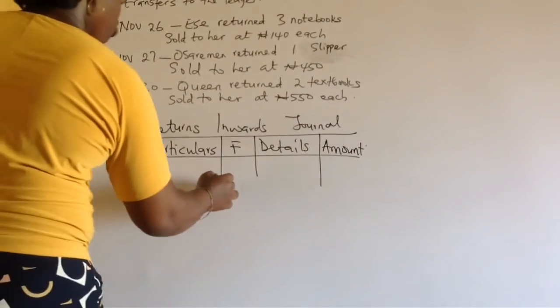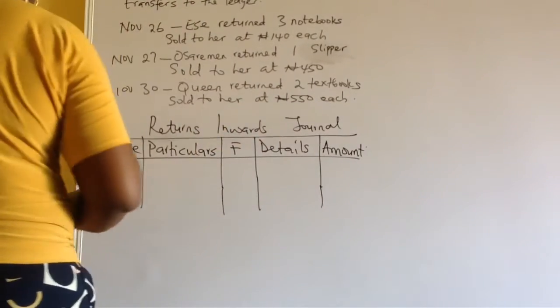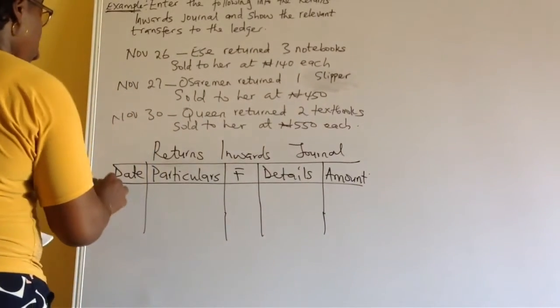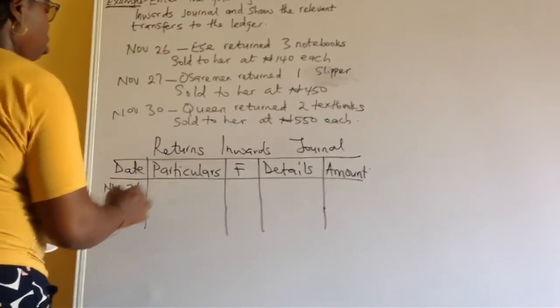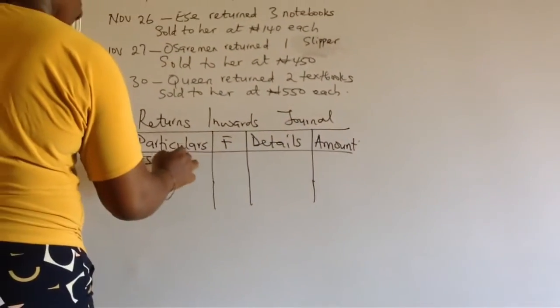So this is the format as usual. I will start taking them one after the other. Now the first entry here is November 26th. SC is the one that returned notebooks.